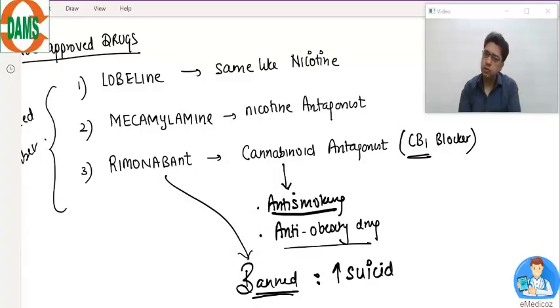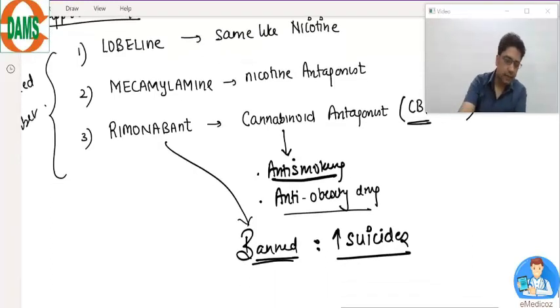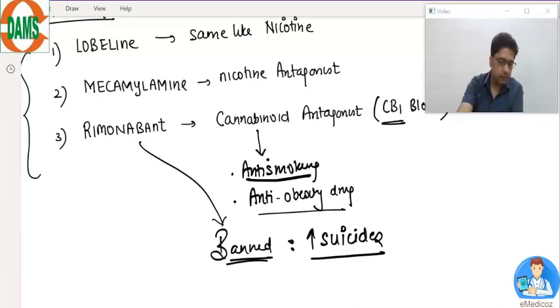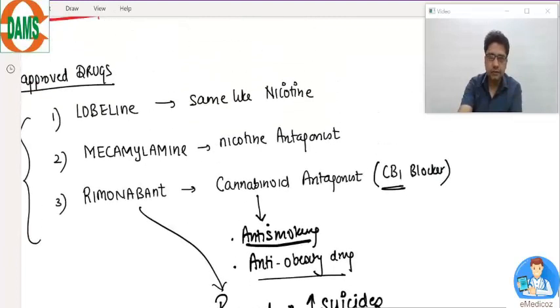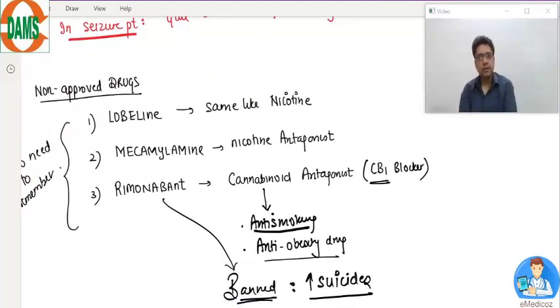Same reason, suicides. Now, a cannabinoid antagonist is not given as an antiemetic. It is rather an agonist which is given as an antiemetic. So we'll discuss that later. So these are the drugs. Now let's talk about the last drug.